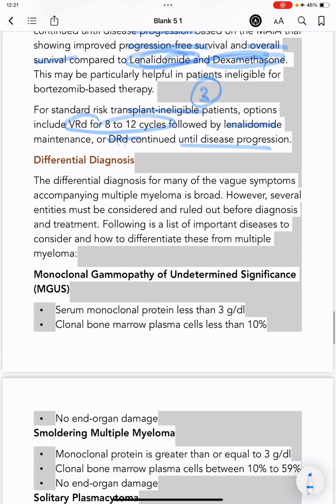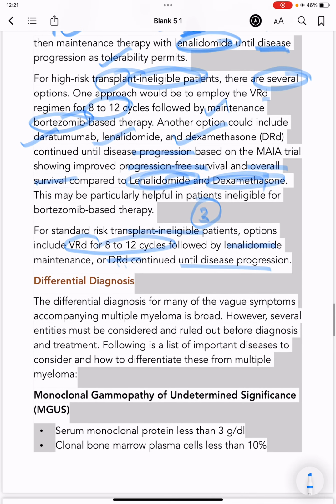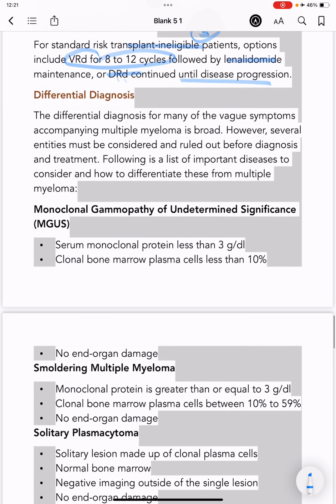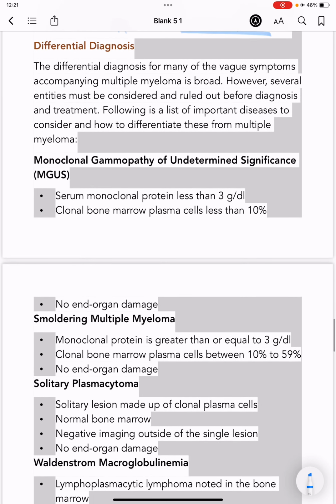Then we have the differential diagnosis. So 4 drugs are important. What are those drugs? Daratumumab, bortezomib, lenalidomide and dexamethasone. Then we have the differential diagnosis: the many vague symptoms accompanying multiple myeloma make it broad. However, several entities must be ruled out.